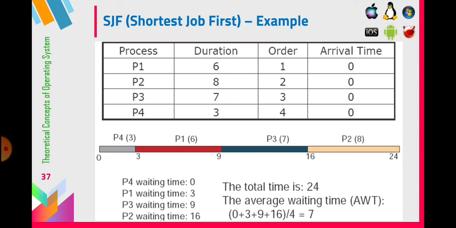Okay, the average waiting time is 0 plus 3 plus 9 plus 16 divided by 4, which is equal to 7. Is it clear? So for total execution time, you must add the processing durations. For the average waiting time, you have to add the waiting times available here. 0 plus 3 plus 9 plus 16 divided by 4 is equal to 7. So this is the average waiting time.